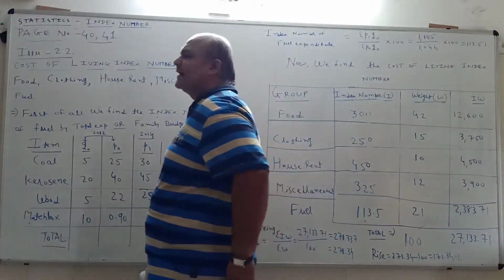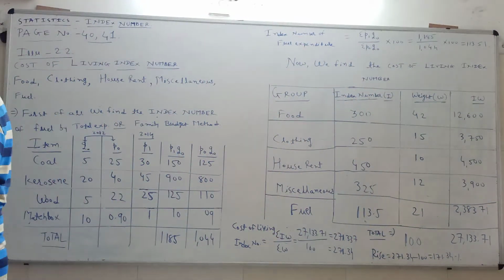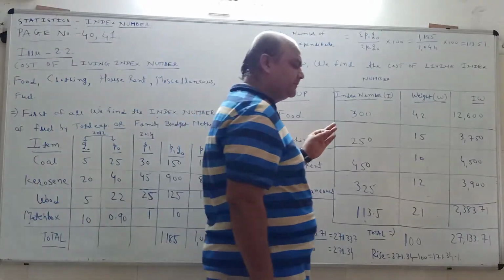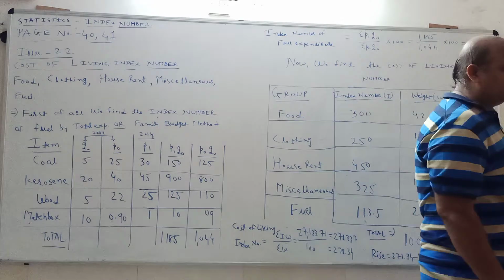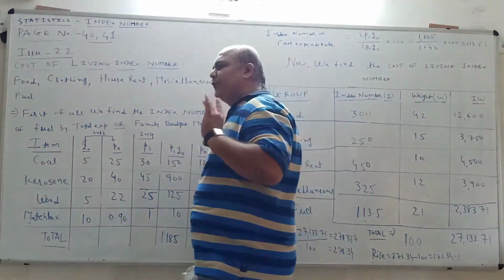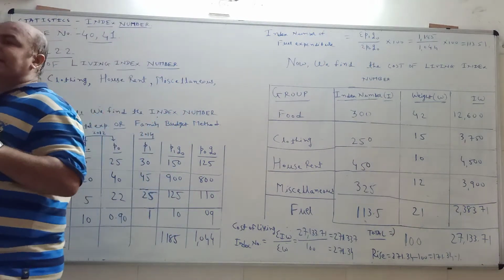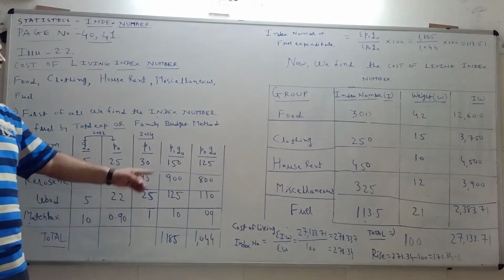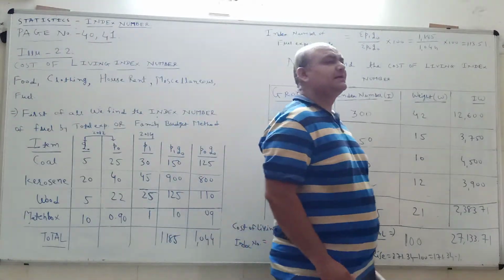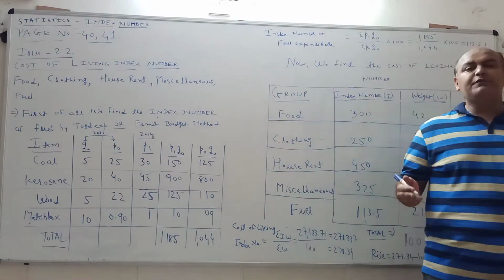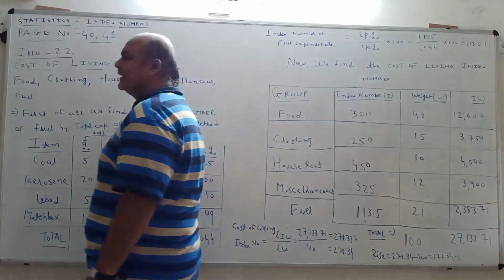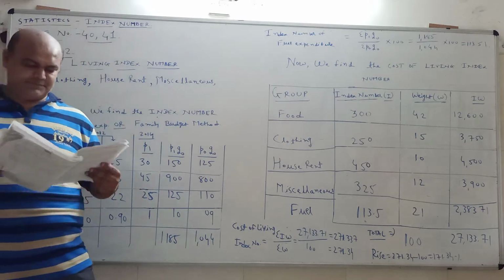For cost of living index number, as I said some time before, there are 5 things: food, clothing, house rent, miscellaneous and fuel. Now the index number of fuel we found, and the answer is 113.51. But now the question arises, sir, how can we find the index number of the other four things? It is provided in the question.